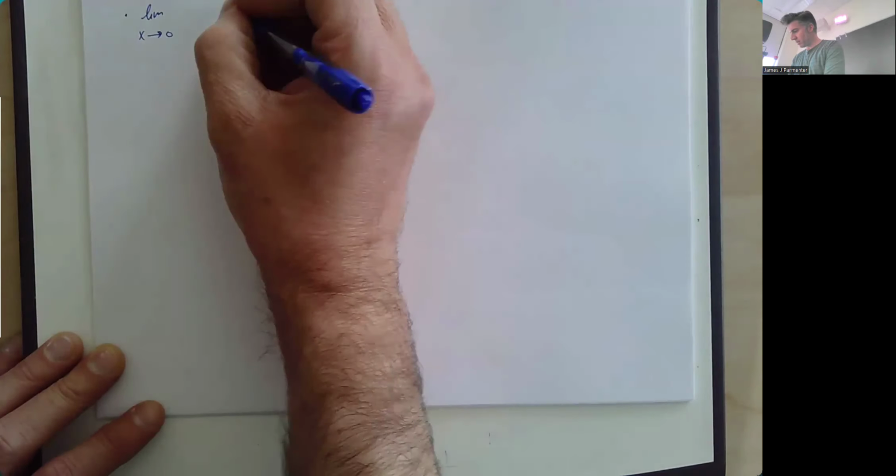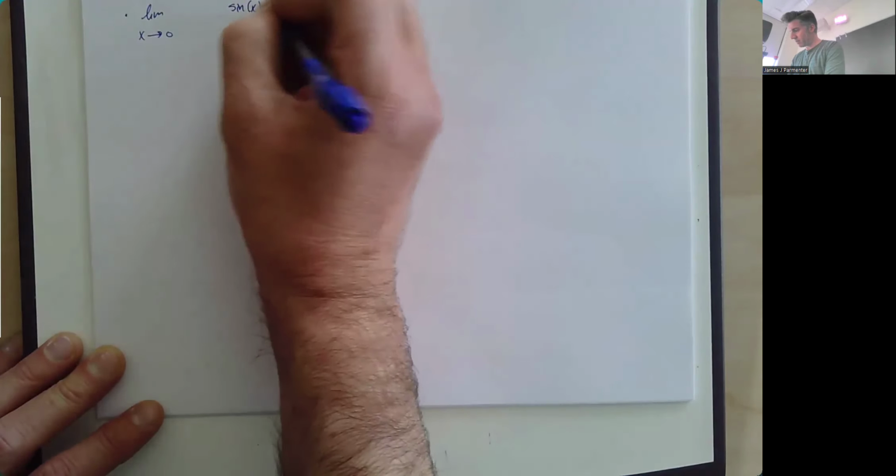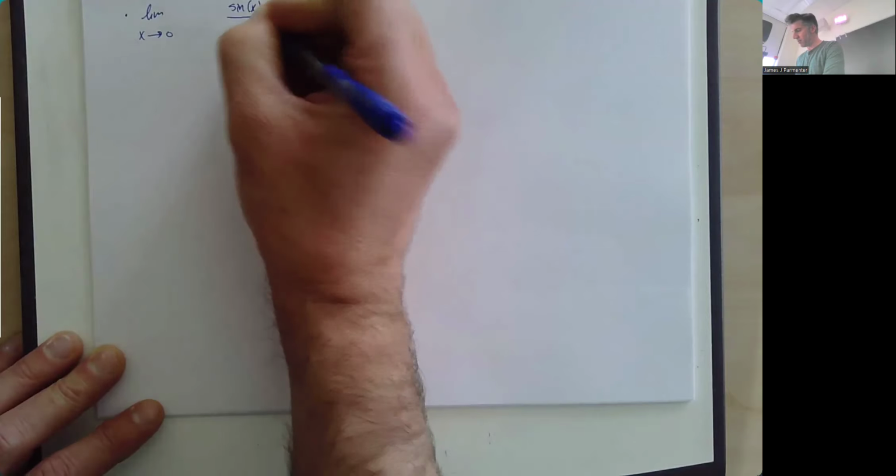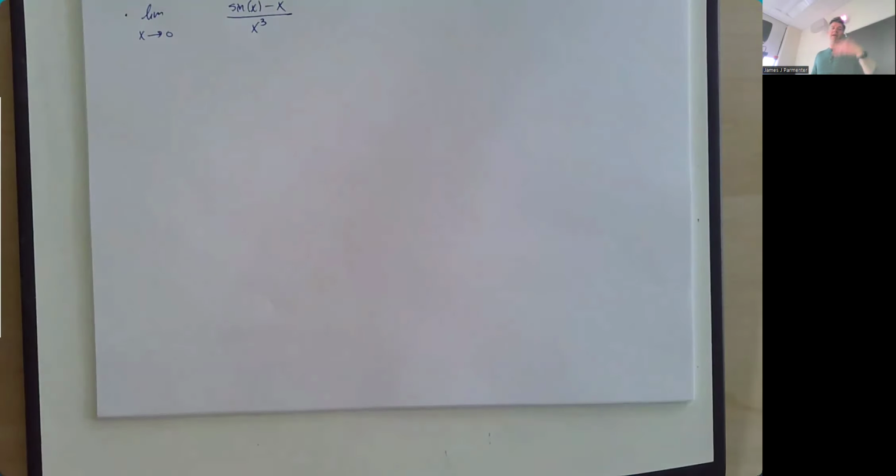Let's say we had the limit, numbers escape me. It's all right. The limit as x goes to 0 of sine of x minus x over x cubed. So if you plug in 0, you definitely are going to get 0 over 0.